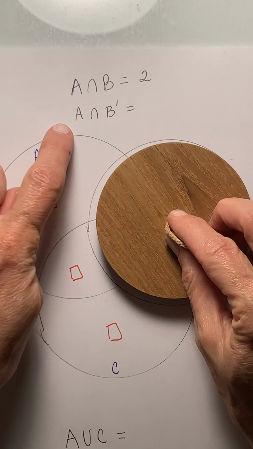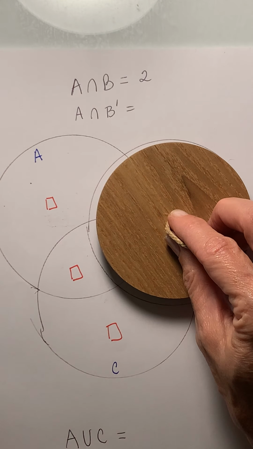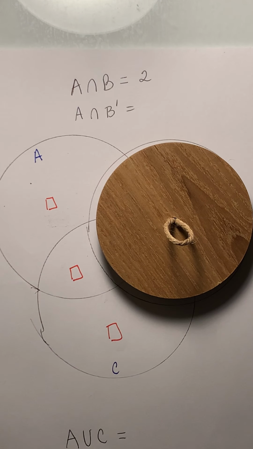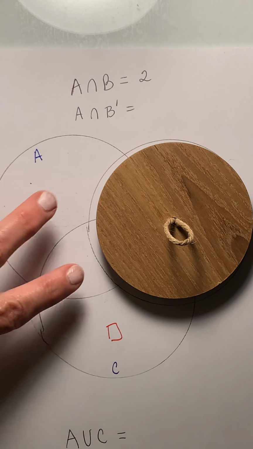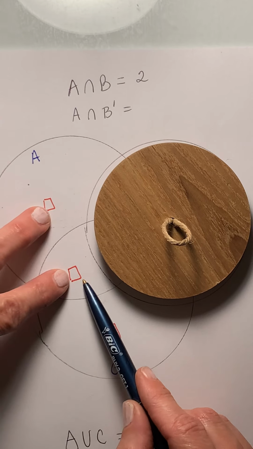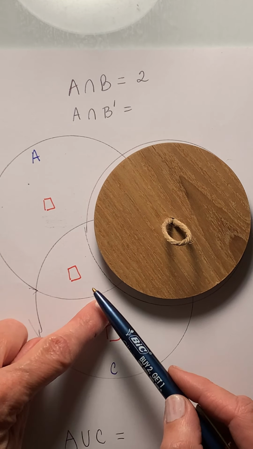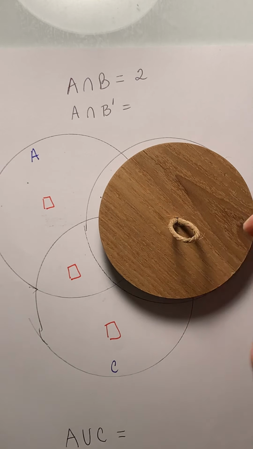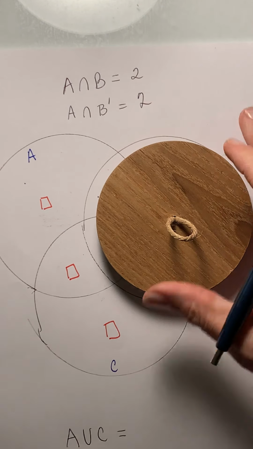So A intersected with not B, well, everything that's not in B are these three, and two of those that are also in A would be these two. So these two boxes are in A and also overlap with not B. So that would also be two elements.